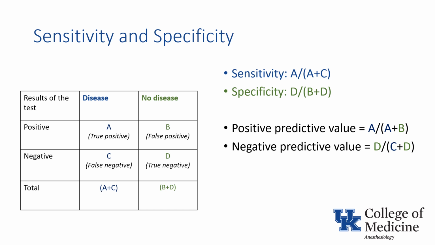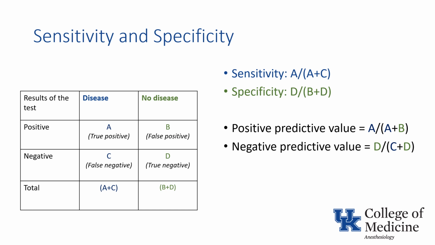On the other hand, the specificity of a test is its ability to pick up patients who do not have disease, or those who are negative for the disease. So in this given example, the specificity of a test is the true negatives, which is D, divided by those who do not have disease, which is B plus D.